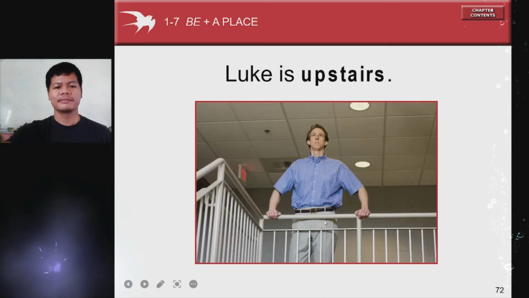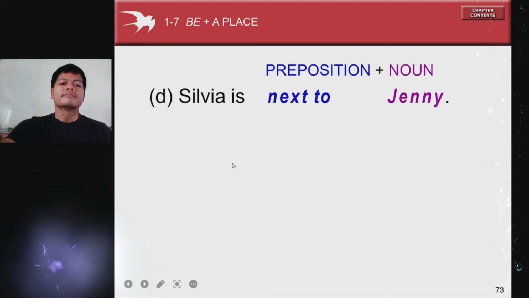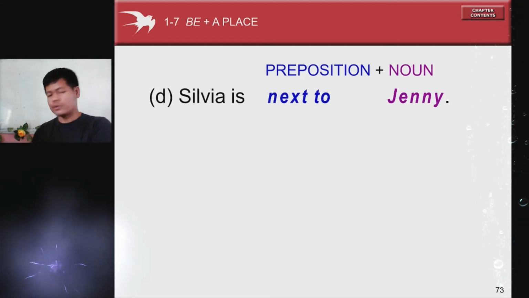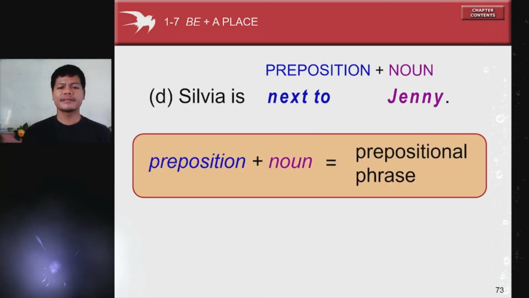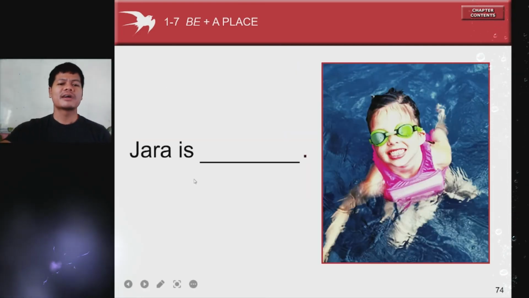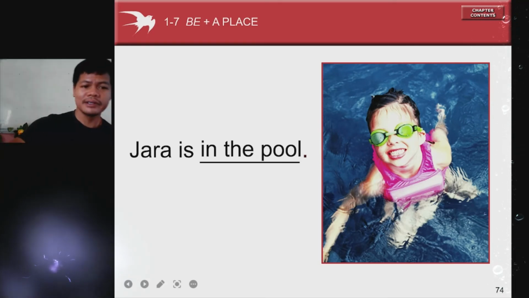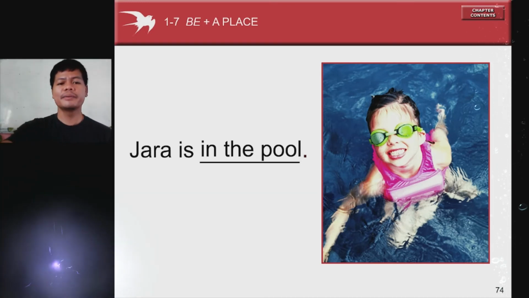Okay, upstairs. Oh, upstairs. Okay. Preposition plus noun. Do you know preposition? Sylvia is next to Jenny. Next to. Okay, do you know next to? Preposition plus noun, prepositions of place. Oh, Jara is in the pool. Do you know the pool? Jara is swimming in the pool. Okay, Jara is in the pool.